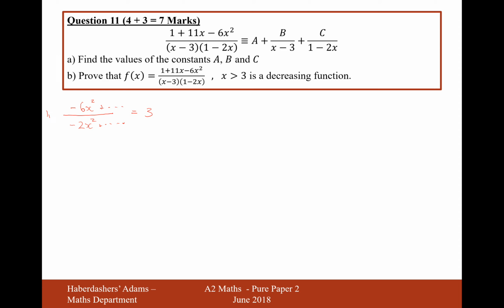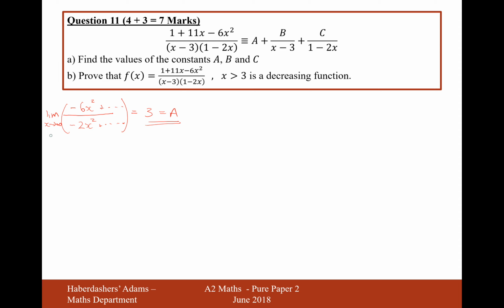So what I've done here is I've taken the limit as x tends towards infinity of my fraction and I get 3. And if I do the same on the right hand side, I'll get A, so 3 is the value for A. Now that only works if the degree of the top and the degree of the bottom are equal, or in other words, the highest power on the top and the highest power on the bottom are the same. Then you can use this cheeky little method. So I know that A is 3.